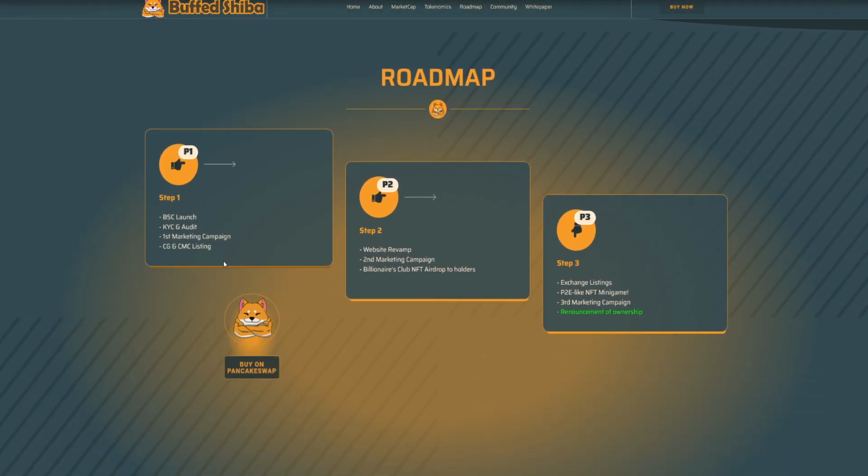So regarding the roadmap, step one was the Binance Smart Chain launch, KYC and audit, first marketing campaign, CoinGecko and CoinMarketCap listing. Step two, website revamp, second marketing campaign, Billionaires Club NFT airdrop to holders. Step three, exchange listings, play to earn NFT minigame. This is great. So they will basically have a play to earn NFT minigame, which is, I mean, these projects with NFT games are getting extremely popular.